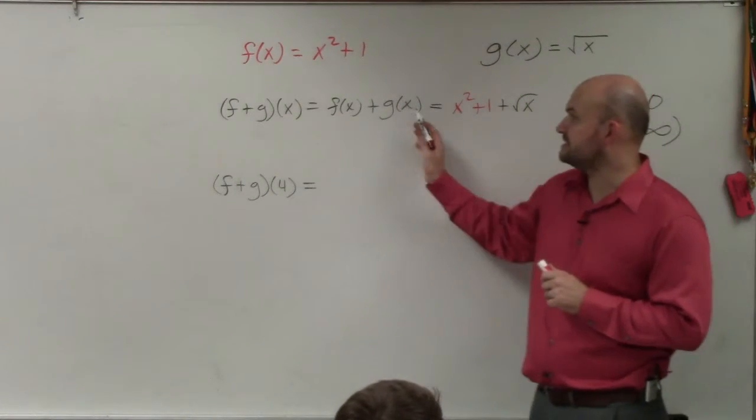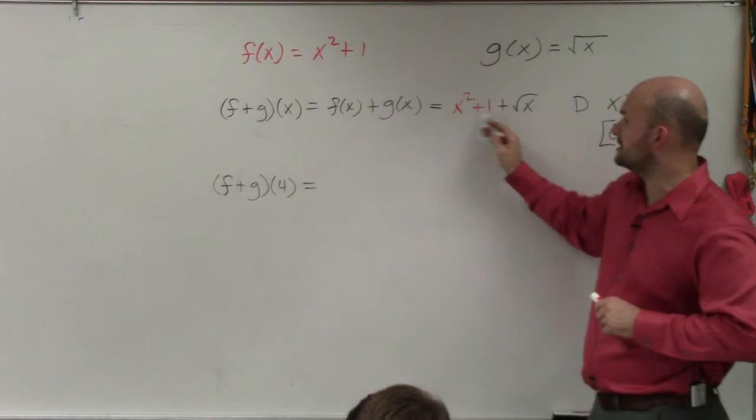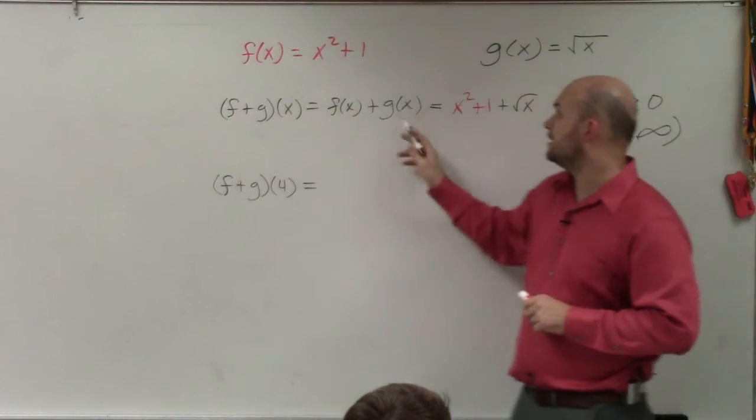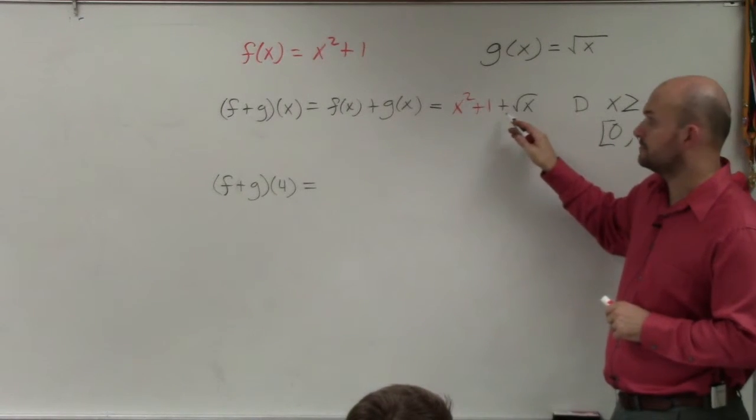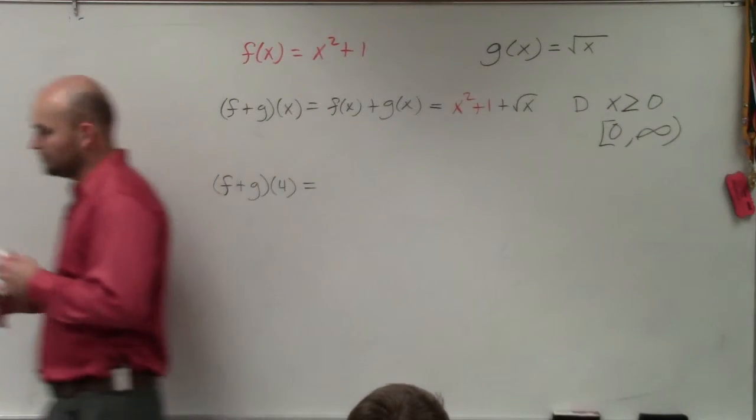All I said was this. All I did was I took f of x, which is x squared plus 1. And then I took plus g of x, which is just square root of x. So I just added them. Here, maybe look at it this way. Hold on one second.